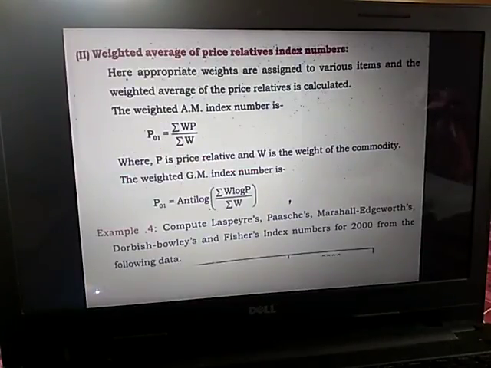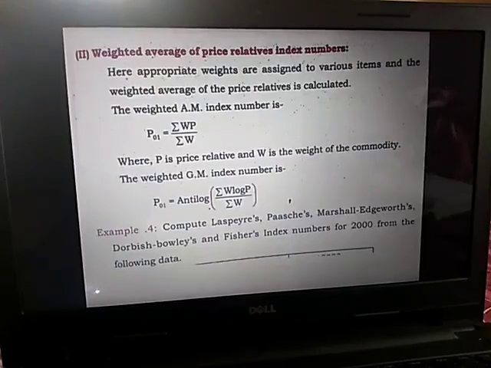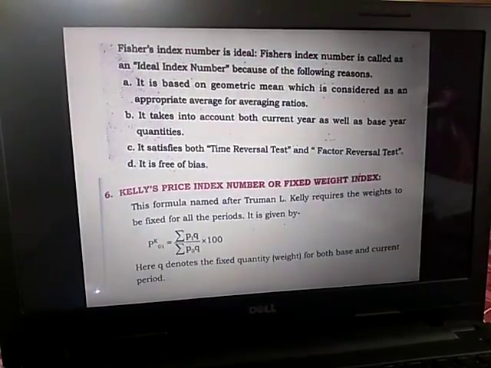So till now these are the methods for calculating the weighted aggregative price index numbers. There are six methods in calculating the weighted aggregative. In the next class we will discuss the weighted average of price relatives index numbers. Thank you.